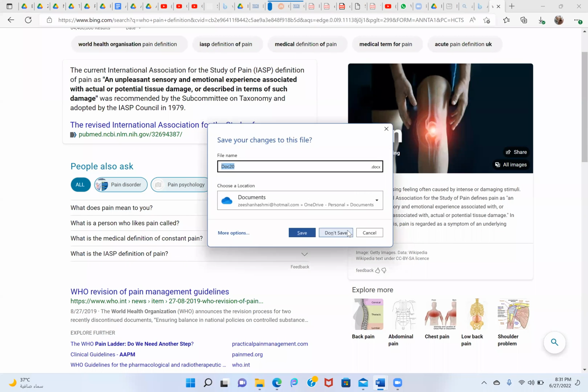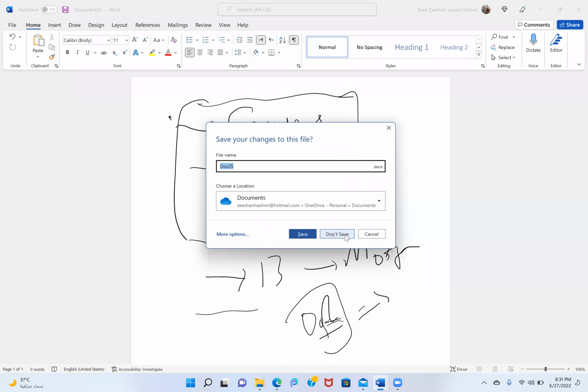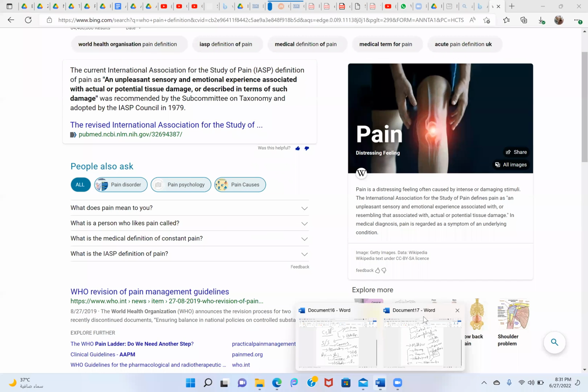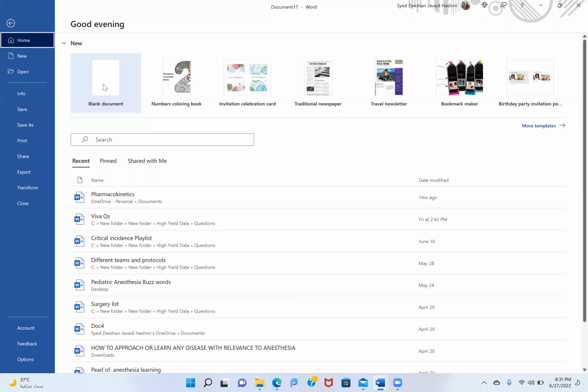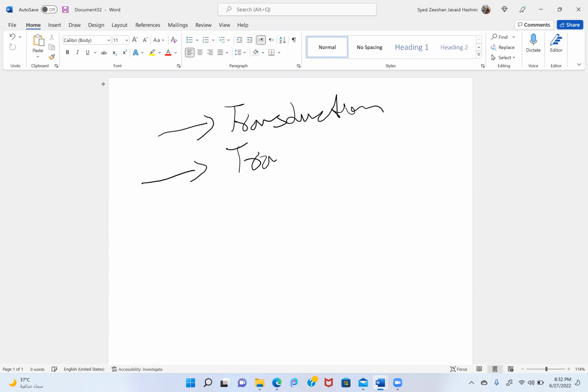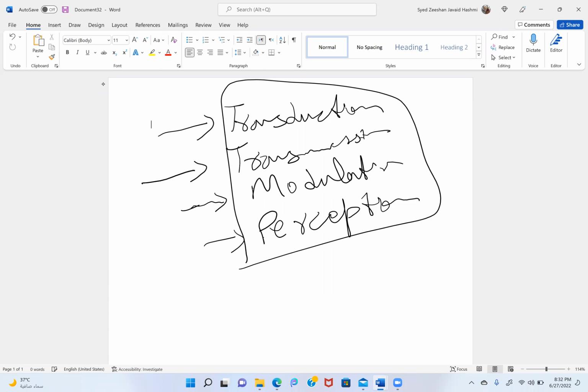Actually, there are 4 steps. What you are telling is the transmission. I apologize because I couldn't even get the time to close these windows. So there are 4 steps of pain. One is transduction, number 2 is transmission, number 3 is modulation, and number 4 is perception. So there are 4 steps in the pain pathway. What you were telling is actually transmission.